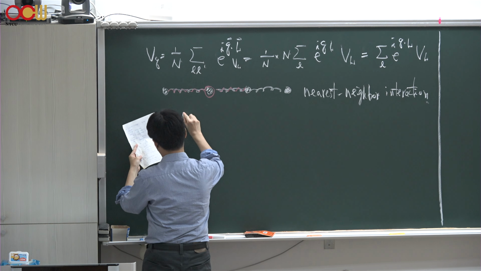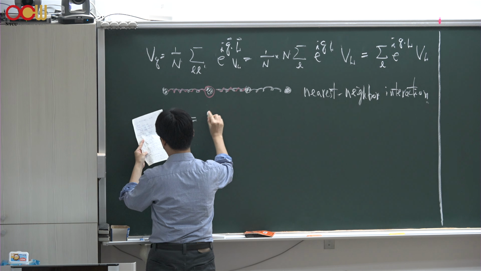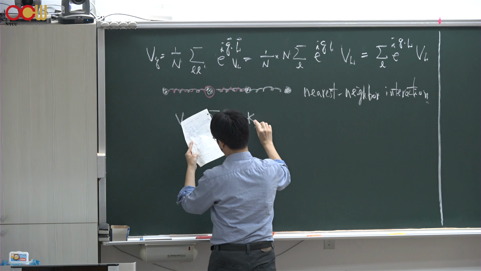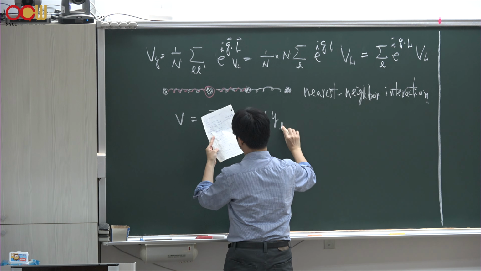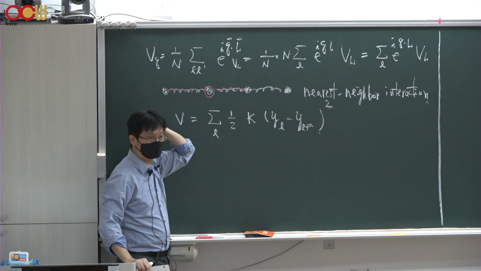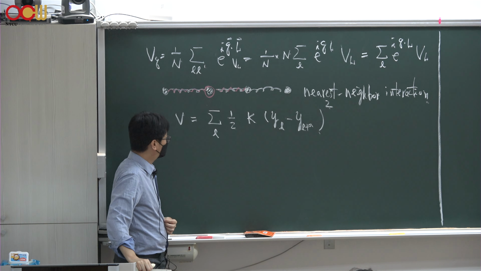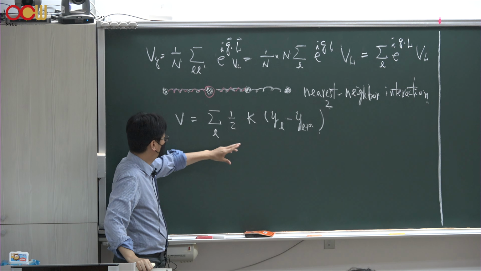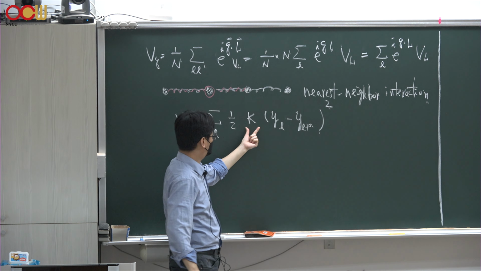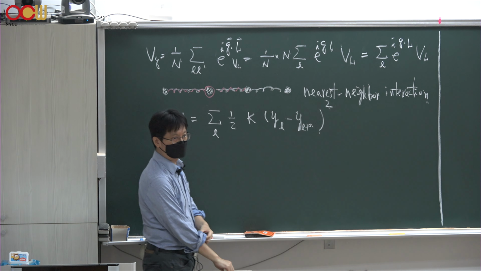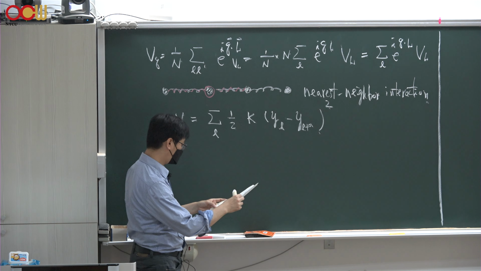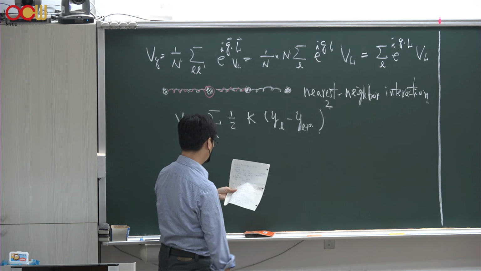So suppose I have a potential which takes the standard form given by Hooke's law, but I only consider the nearest neighbor potential term, where the potential energy is the standard form 1/2 k, where k is the spring constant, times the square of the displacement, which is simply the difference between these two nearest neighbor displacements.